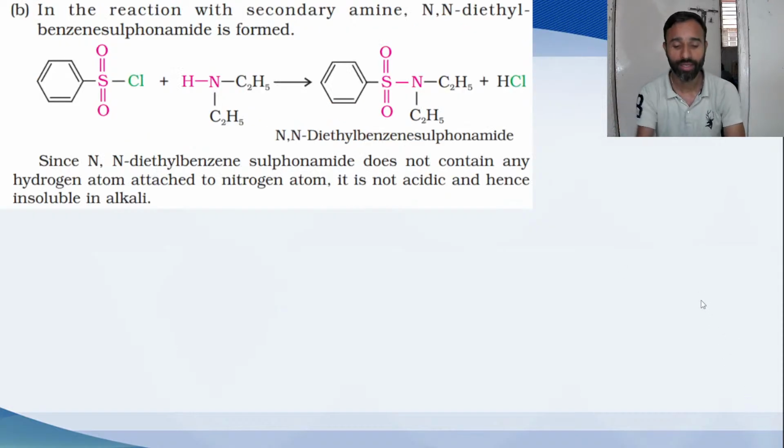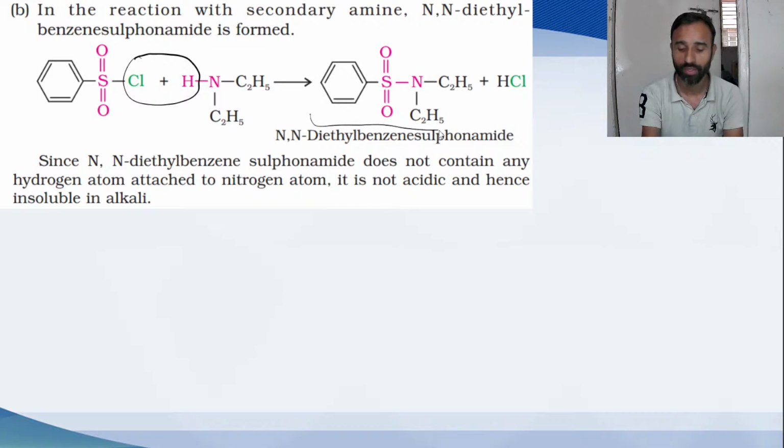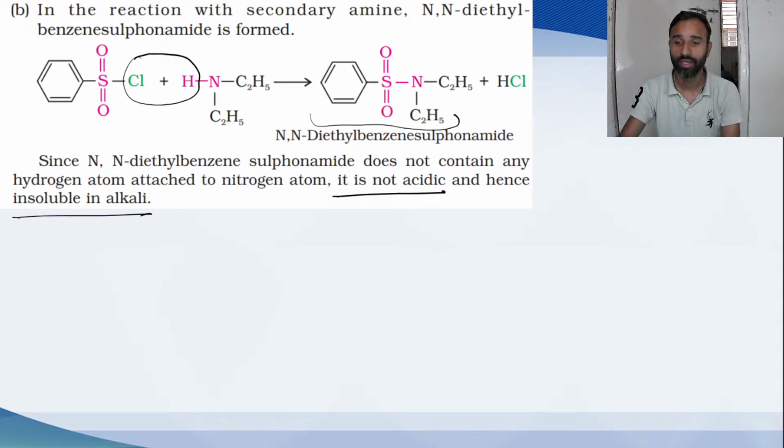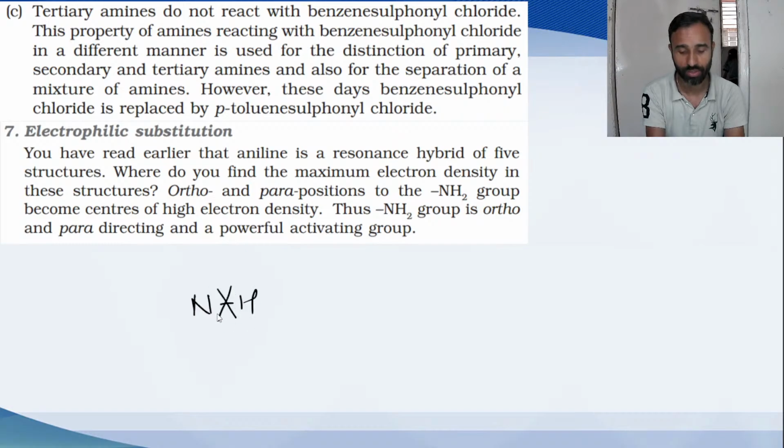The secondary amine: Hinsberg reagent reacts with secondary amine, but the product formed is insoluble in alkali because there is no acidic group. That's why it is insoluble in alkali. Tertiary amine does not react, the reason being there is no NH available, no hydrogen available on tertiary amine.